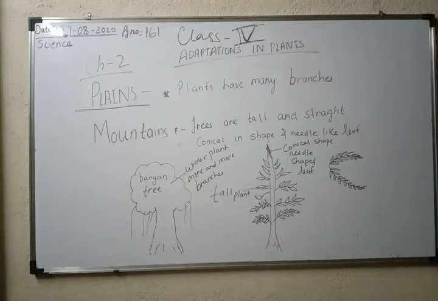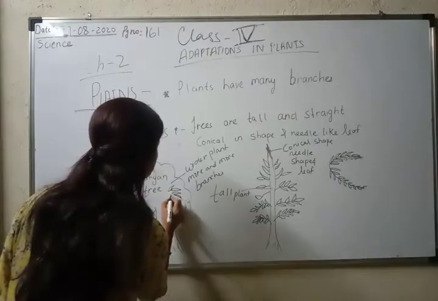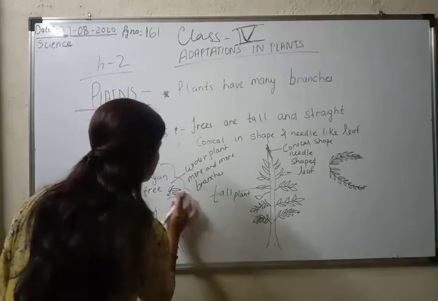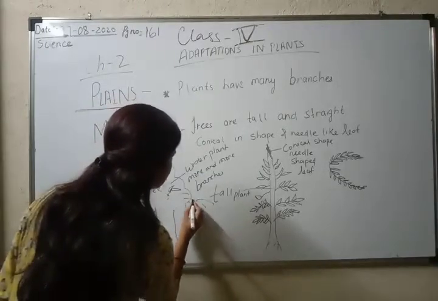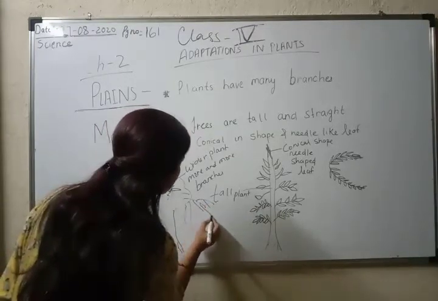They shed their leaves during winter and new leaves appear in the spring season. Their leaves are very dense, and there will be many branches. For example, the branches will be here, and then again other branches will appear here, and then again branches will appear here.